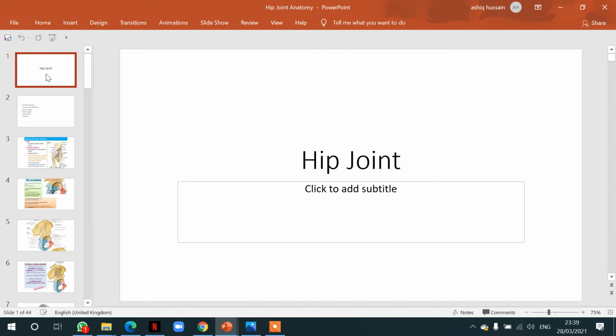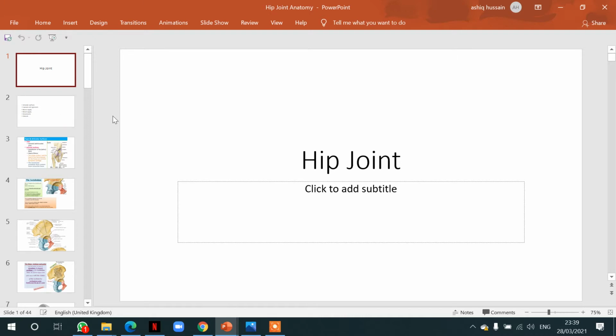In this video, I'm going to discuss the hip joint. Regarding any joint, first of all, the definition of joint. A joint is an anatomical entity where two or more bones come together and articulate with each other. So a joint is a place where movement takes place, and movement always takes place with the help of muscles.